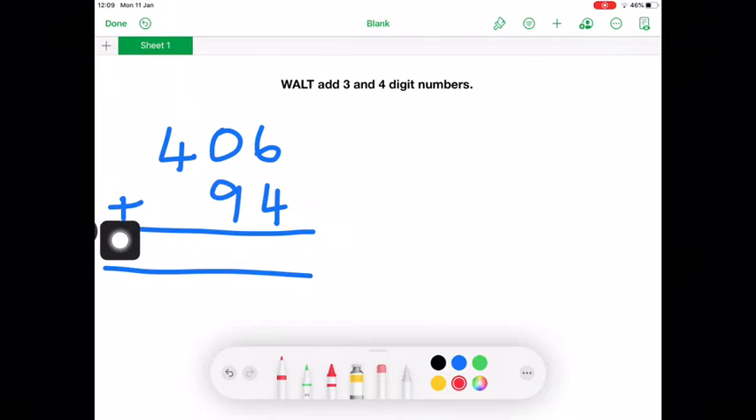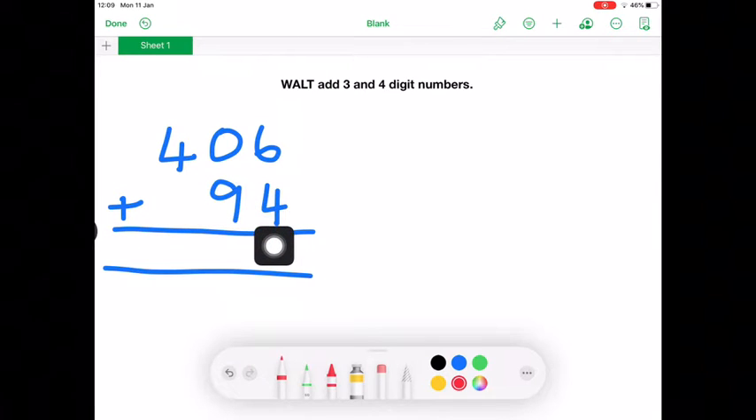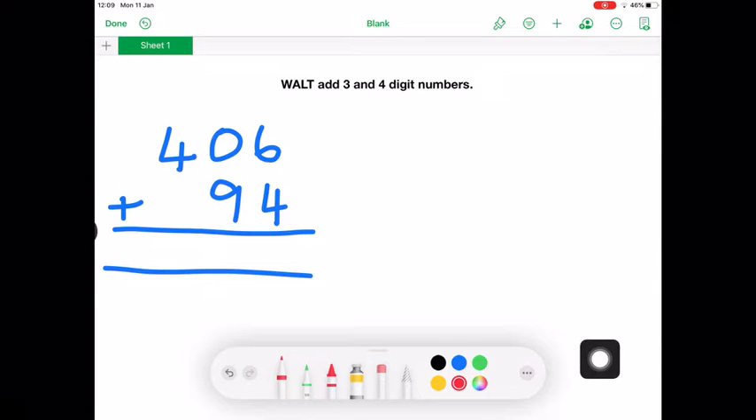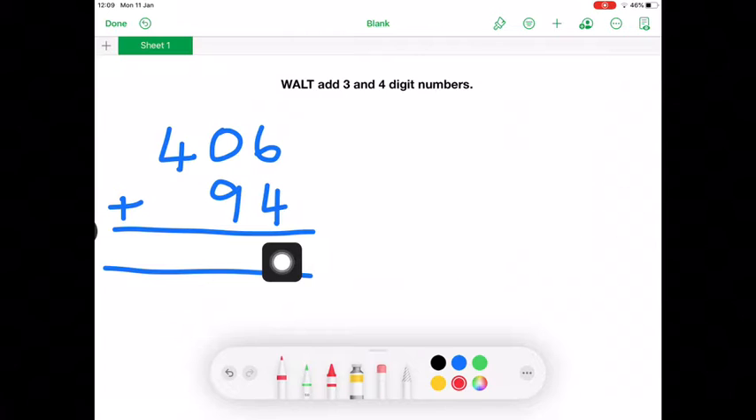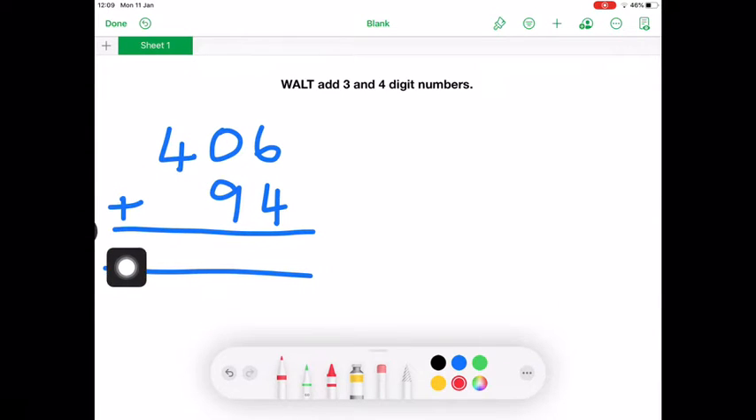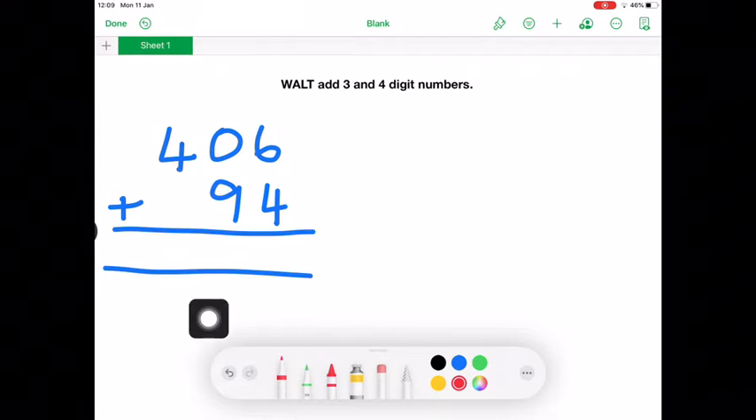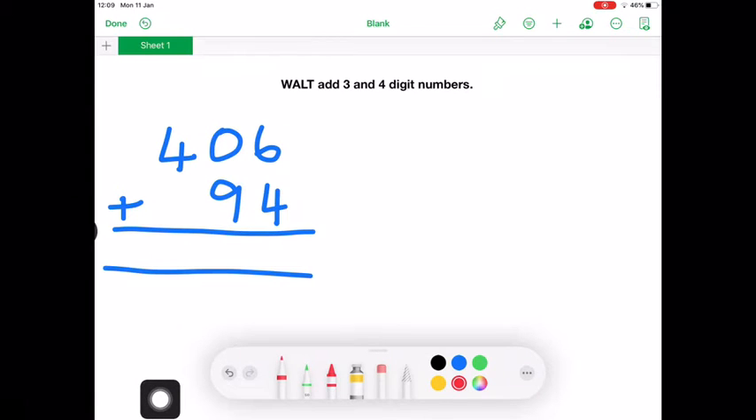406 plus 94. And I know well that you can all do this without any problem at all. You all know that we start with the units column, and then move on to our tens, and then hundreds and thousands if there are thousands. Okay, so we'll begin. I will choose my colour and we'll start.